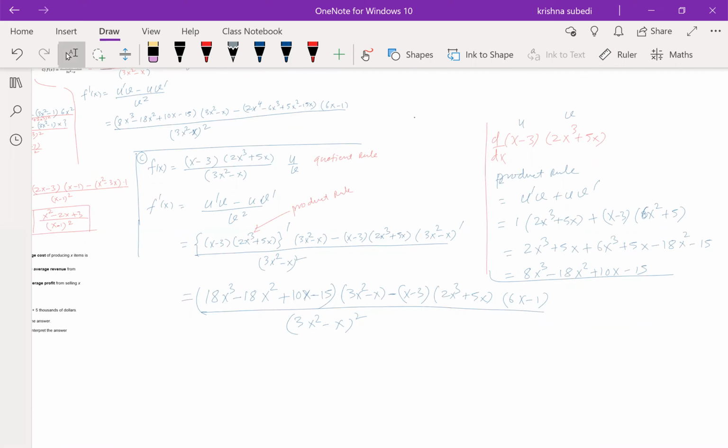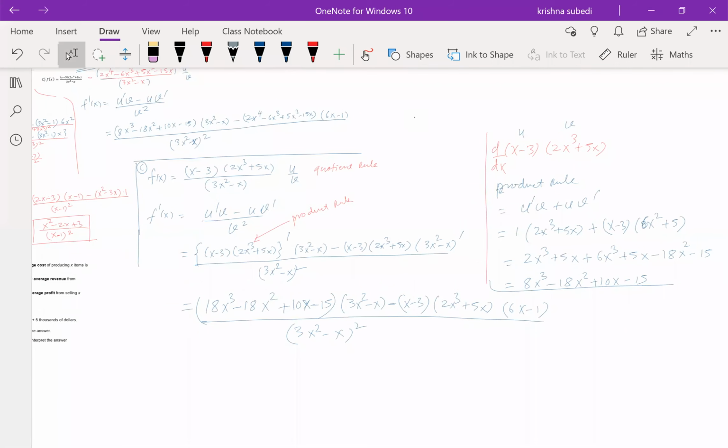Or you can do the third way by simplifying first. So it's up to you. Now, they look different, right? Here, the first term and this one look different. But actually, if you simplify, they will be the same.